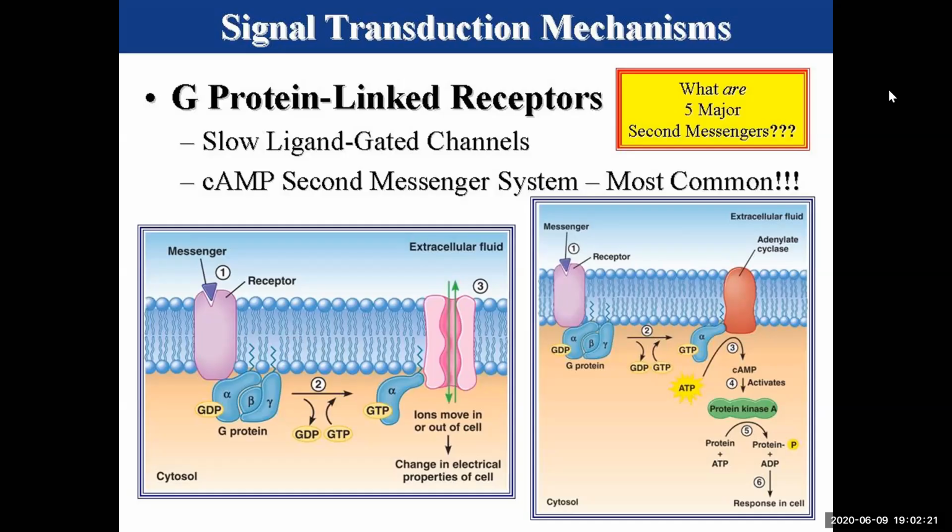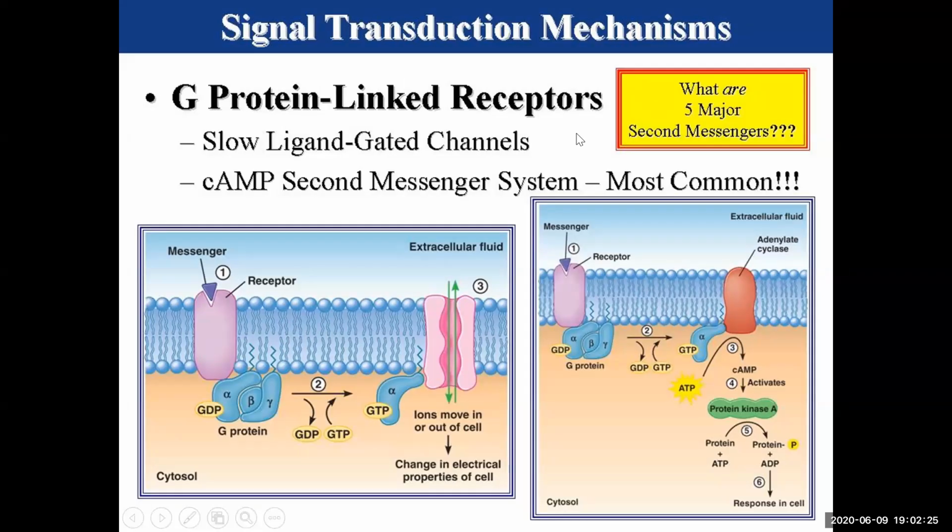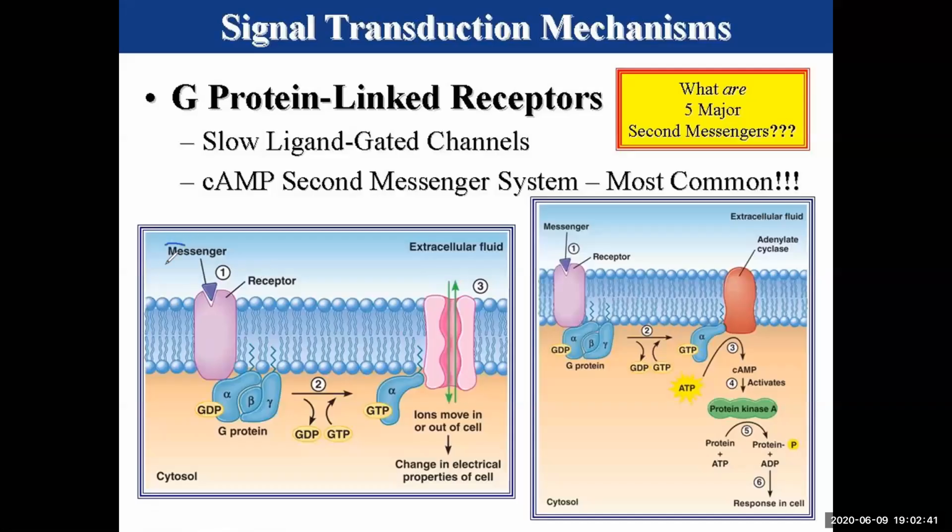And then here, this is a major family of receptors. They are called G protein linked receptors. They don't have a pore. And the messenger again is a water soluble chemical messenger. Again, the chemical messenger remains outside.